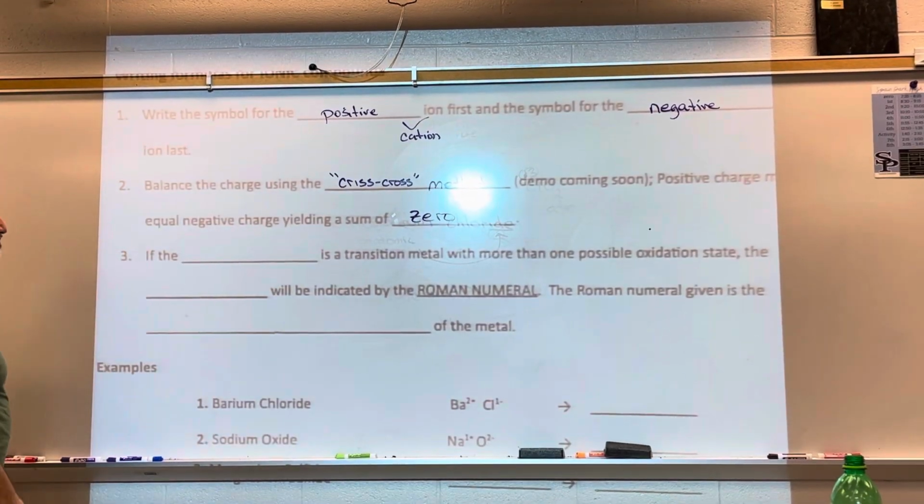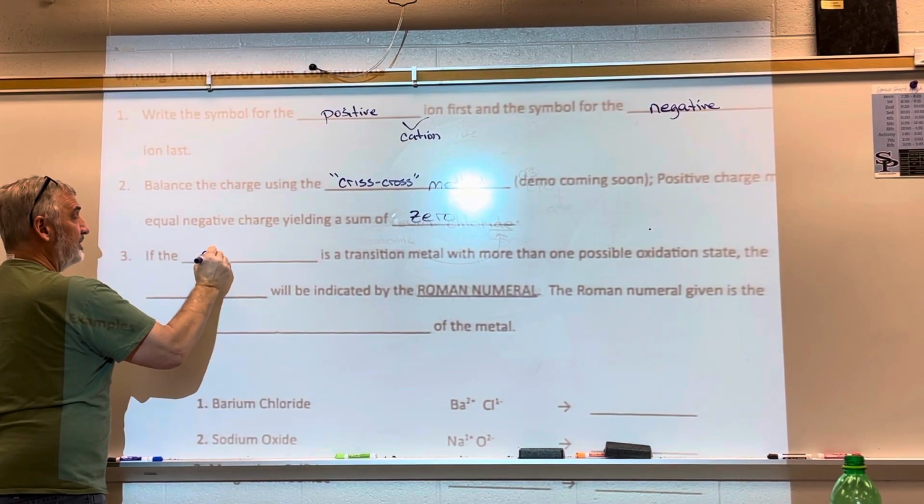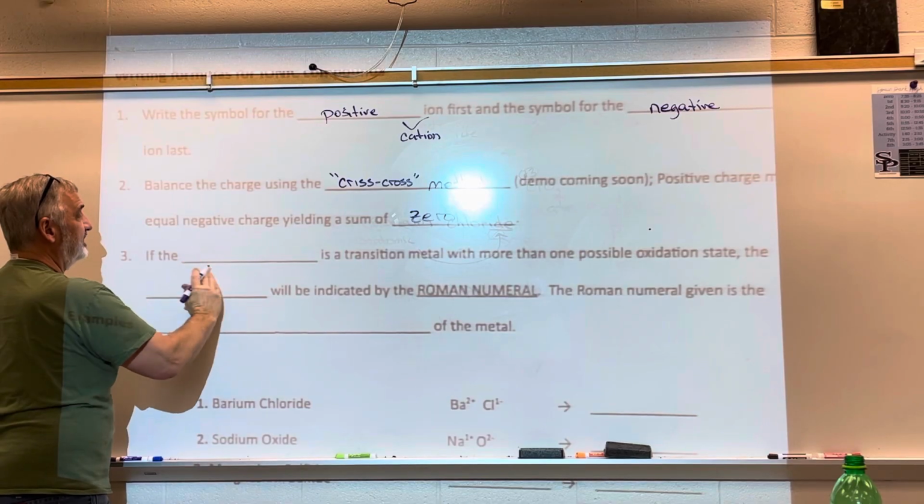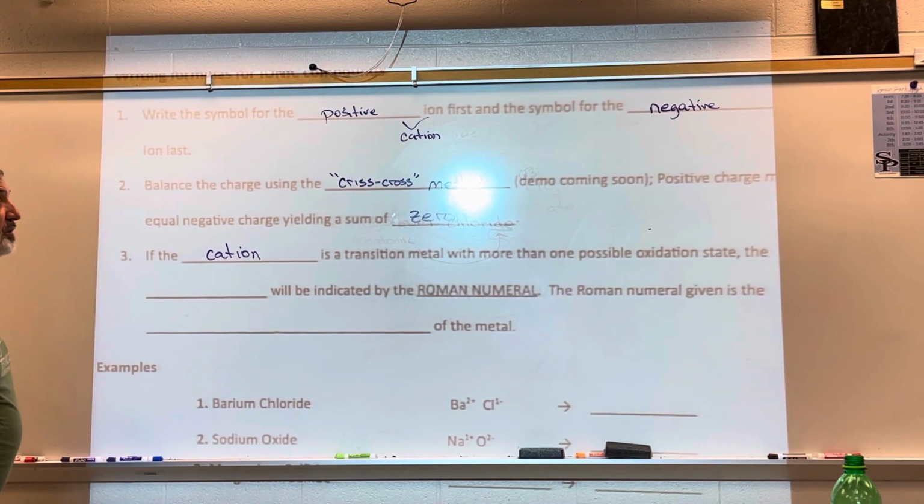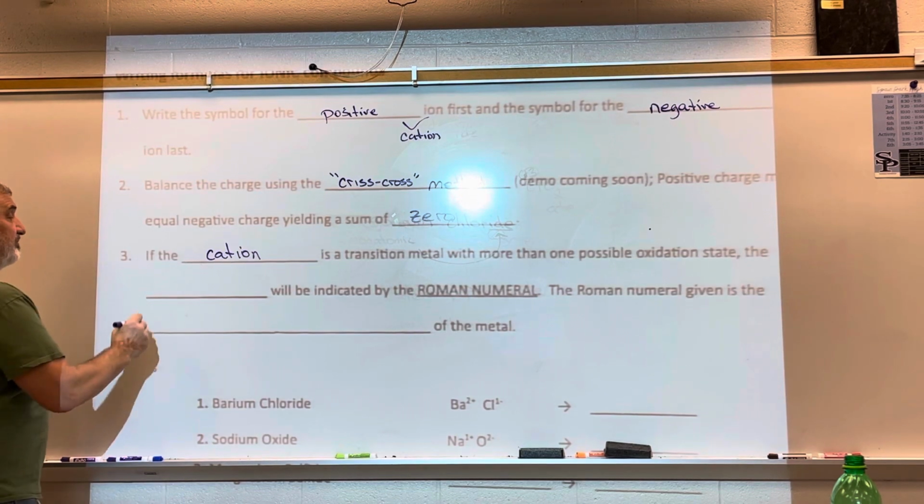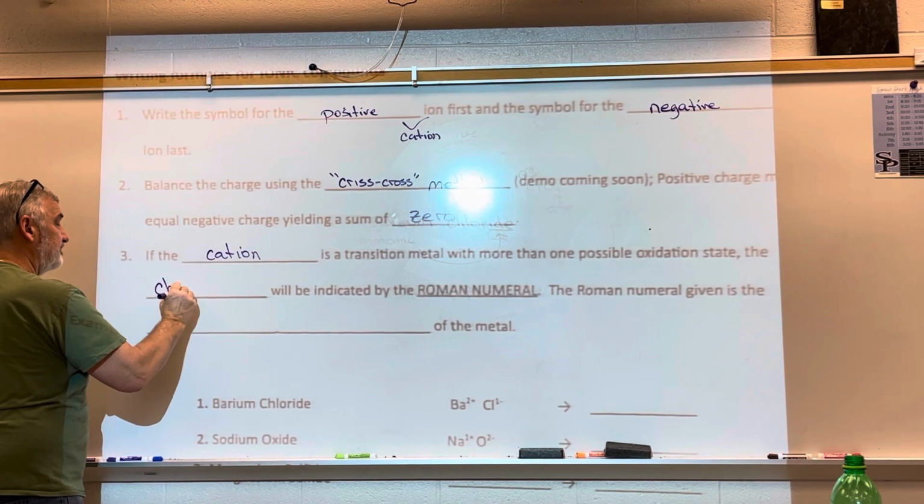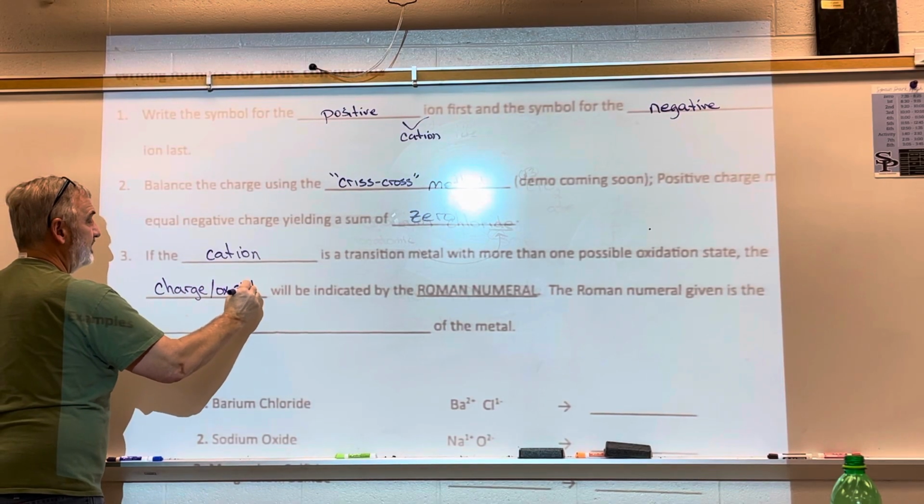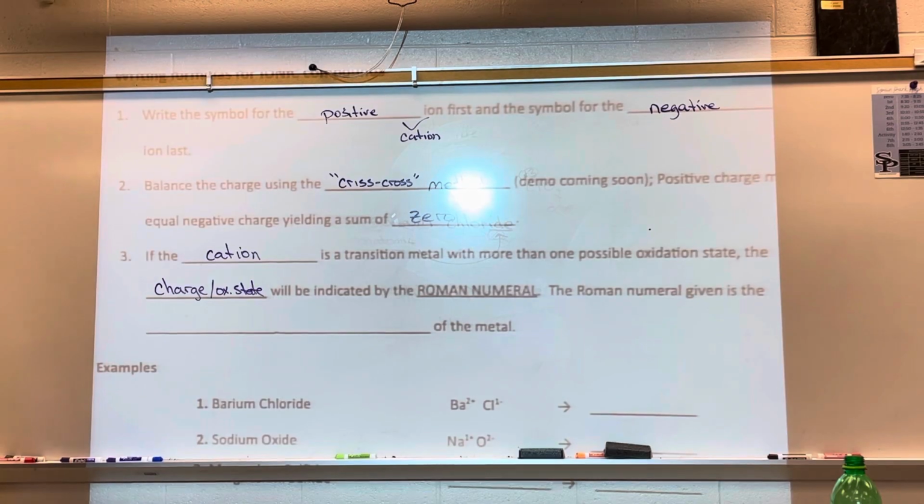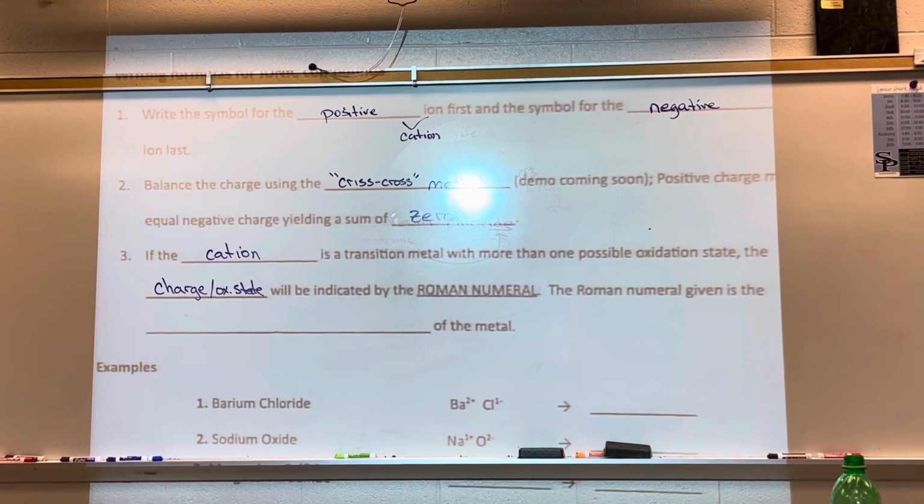Okay? If the cation is a transition metal with more than one possible oxidation state, the charge or oxidation state will be indicated by the Roman numerals. The Roman numerals are going to tell you the charge. So that's what I'm saying here. Chromium 3 is going to be +3. Copper 1 is going to be +1. Copper 2 is going to be +2. Iron 2 is +2. Iron 3 is +3.